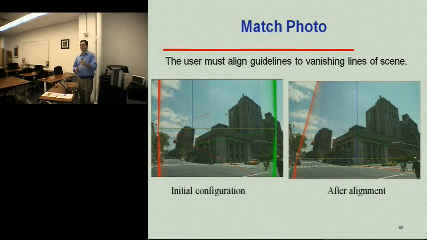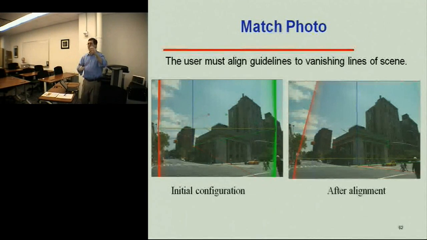Okay, so we have the initial configuration shown on the left. You see this somewhat confusing array of grid lines there. But the user is expected to move the grid lines to coincide with vanishing lines. So let's say the red ones there are moved to coincide with one vanishing line.